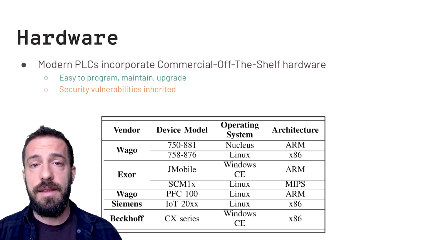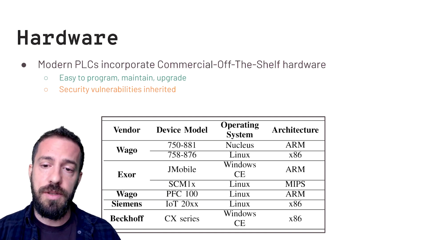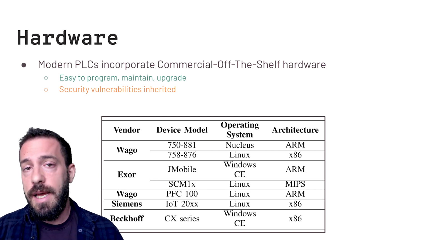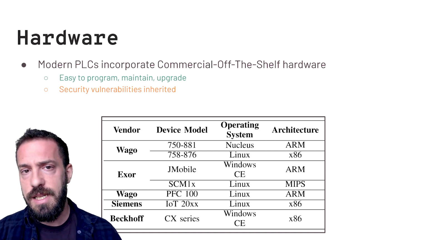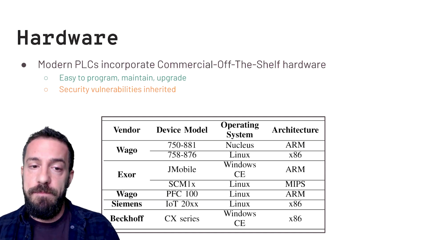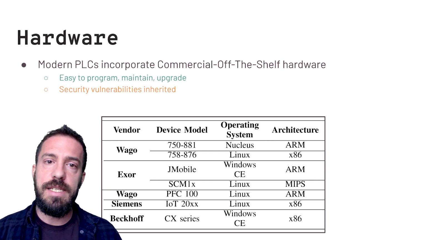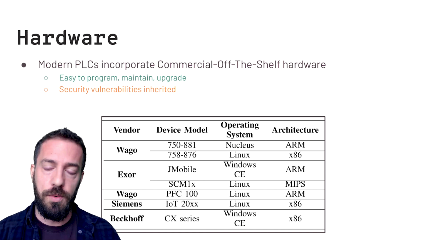On the negative side, whatever vulnerability shows up on these architectures, on the hardware and software, can be inherited by your control systems. And we saw that before when we were discussing the difference between IT and OT and the convergence between the two. The good side: easy to program, maintain, upgrade. The bad side: security vulnerabilities are not applicable in the OT world.